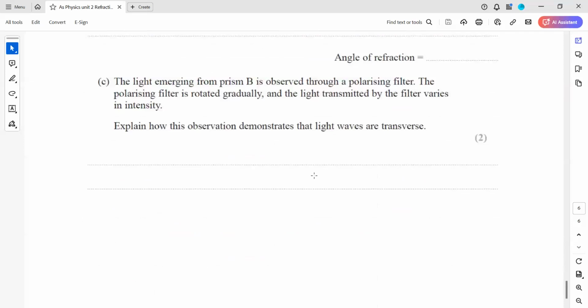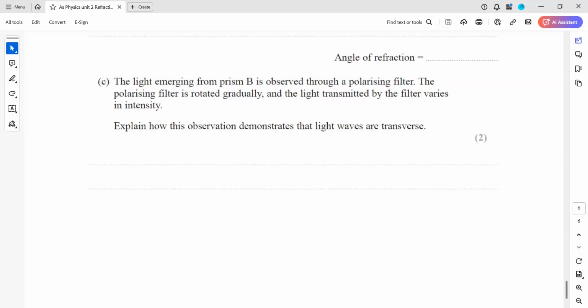The light emerging from prism B is observed through a polarizing filter. The polarizing filter is rotated gradually and the intensity of the light transmitted through the filter varies. How does this observation demonstrate that light is transverse? Because polarization is a property of transverse waves. Longitudinal waves cannot be polarized. The light which is emerging out is polarized, and how can we conclude it is polarized light? Because only transverse waves can be polarized.